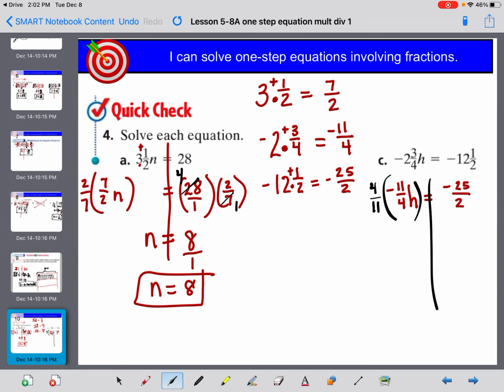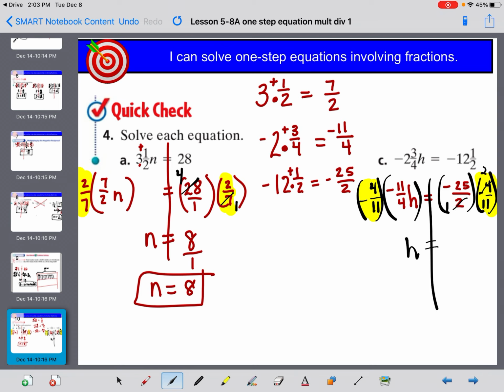You're going to multiply both sides by the reciprocal, but make sure it's negative because we don't want this h to be left with a negative. So h, and then this side is also multiplied by negative 4/11. Notice whatever you multiply by, in this case negative 4/11, negative 4/11, over here I multiplied by 2/7 and 2/7. It's exactly the same fraction on both sides.